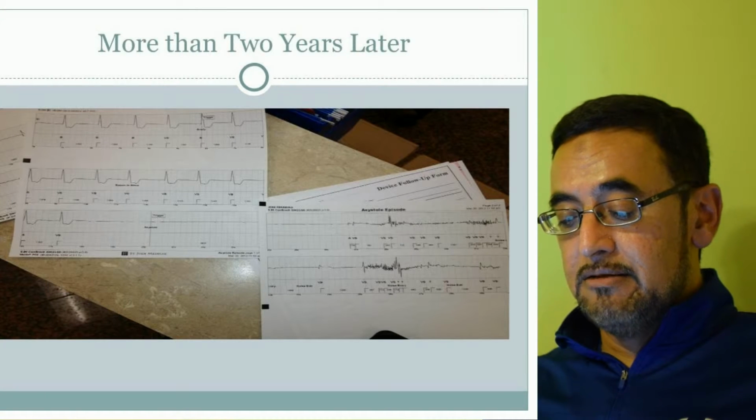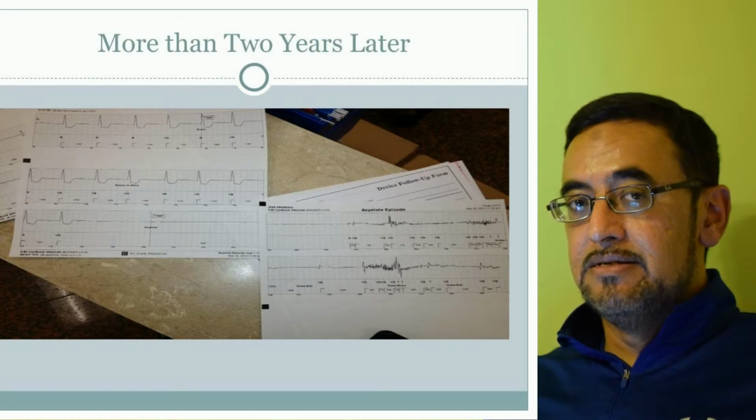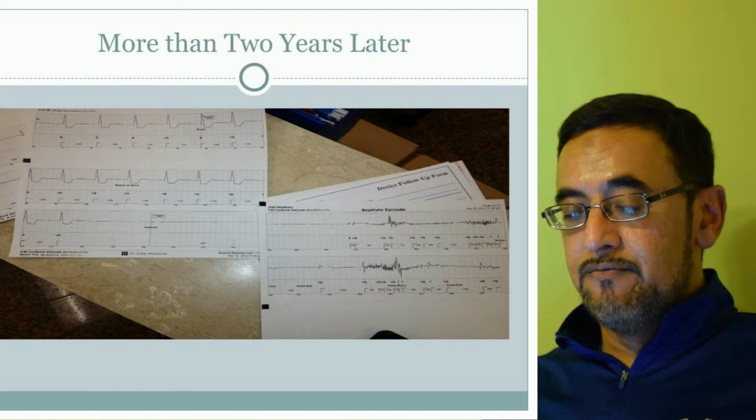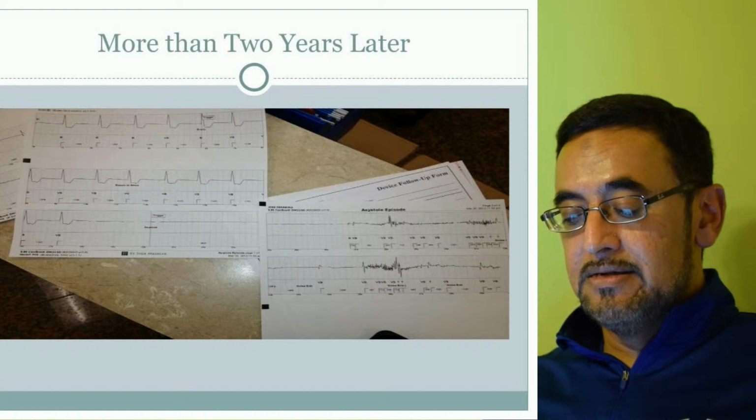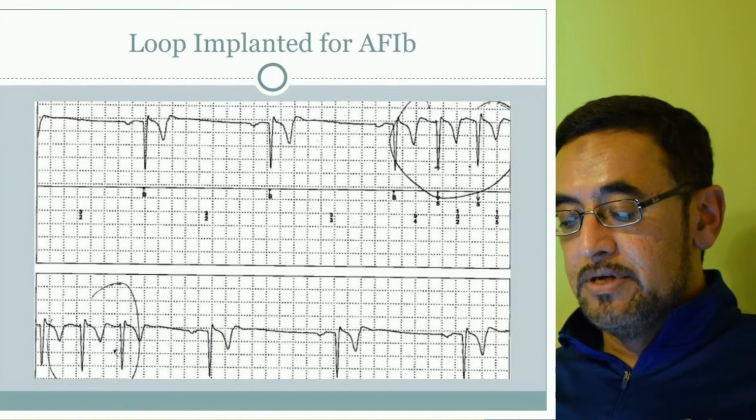2 years later, the patient passed out. And as you can see on the tracing, that pause on this patient on the loop recorder was 45 seconds. In other words, had we treated this patient for seizure without a loop implant, he could have had cardiac arrest and died. Here's another example of a loop recorder patient.